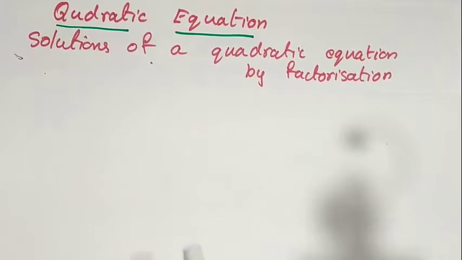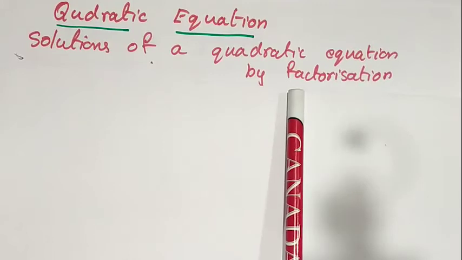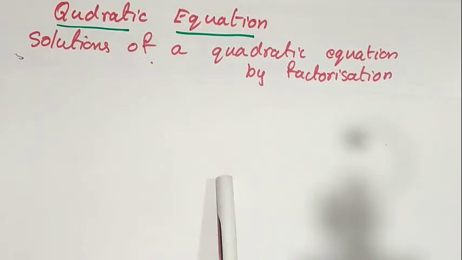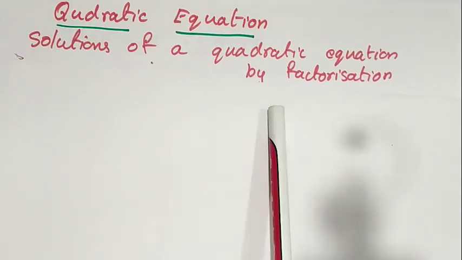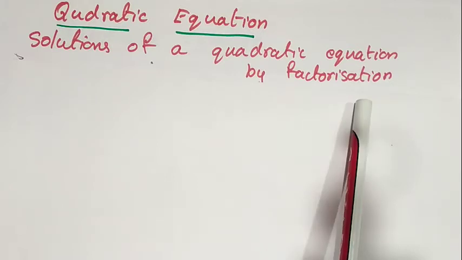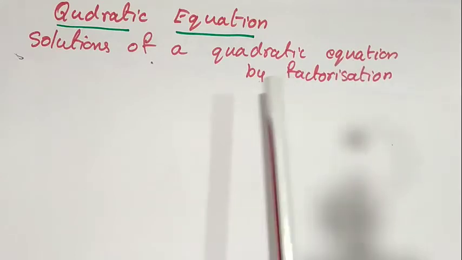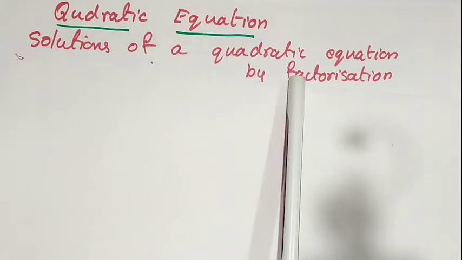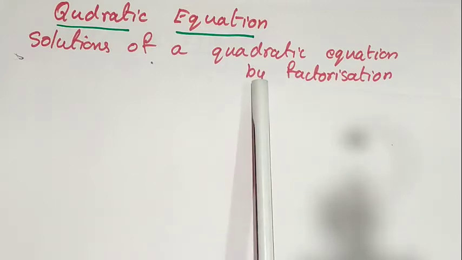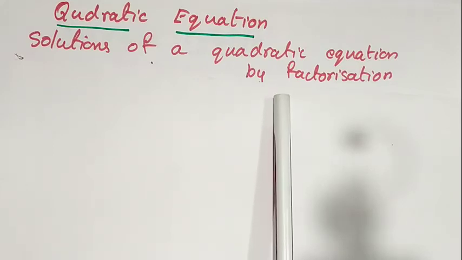Let us revise the chapter quadratic equation. Solutions of a quadratic equation. You can find the solution of a quadratic equation by 2 different methods. One by factorization, second by using formula. I hope you remember what is a quadratic equation, or when can we say an equation is a quadratic equation. If an equation has only one variable and the maximum index of the variable is 2, then that equation is called a quadratic equation.